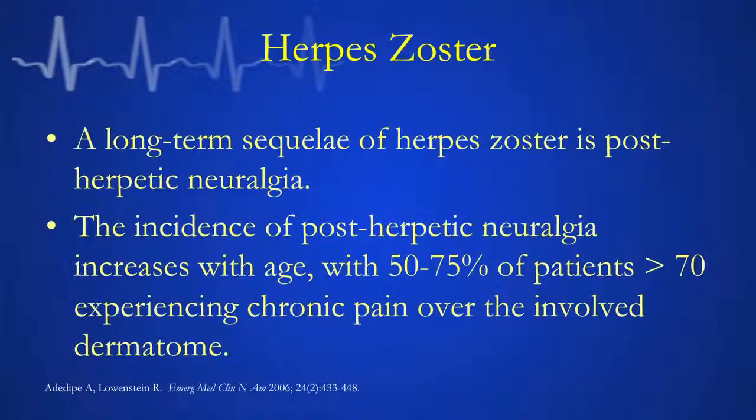So one of the problems with herpes zoster is the long-term sequelae of post-herpetic neuralgia. And the incidence of post-herpetic neuralgia increases with age. So about 50 to 75% of patients greater than 70 experience chronic pain over that involved dermatome. And so the problem is it's painful. A lot of times once they get over the initial outbreak, they have this lingering pain.